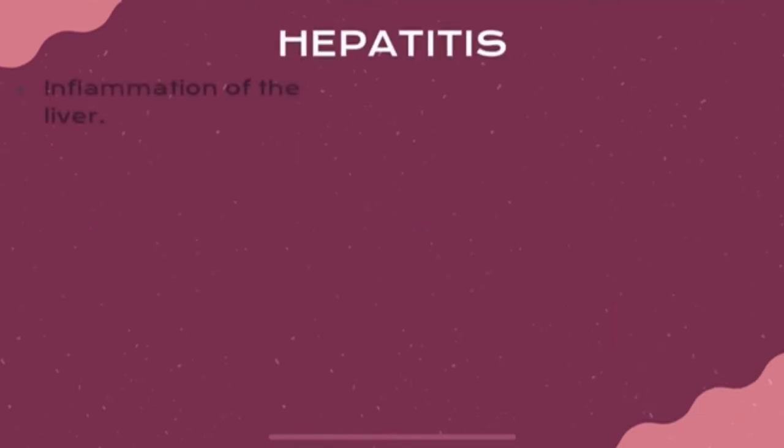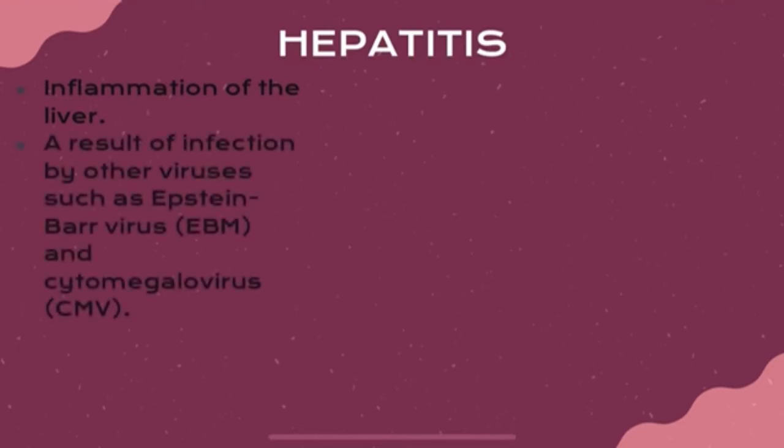Hepatitis. It is the inflammation of the liver, a result of infections by viruses such as Epstein-Barr virus or cytomegalovirus. The liver is a vital organ that processes nutrients. It filters our blood and fights infections in our body. So if the liver is damaged, its functions can be affected. Heavy alcohol use, toxins, some medications, and certain medical conditions can cause hepatitis.